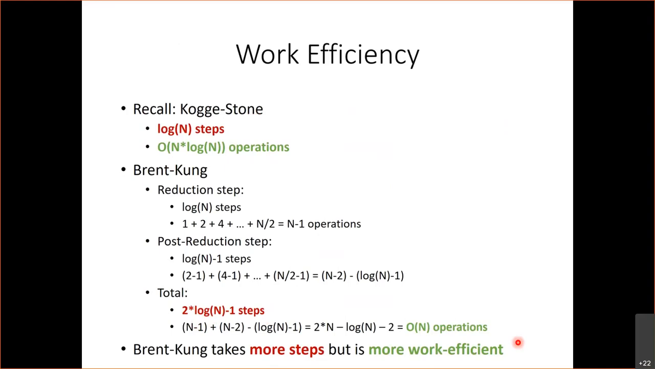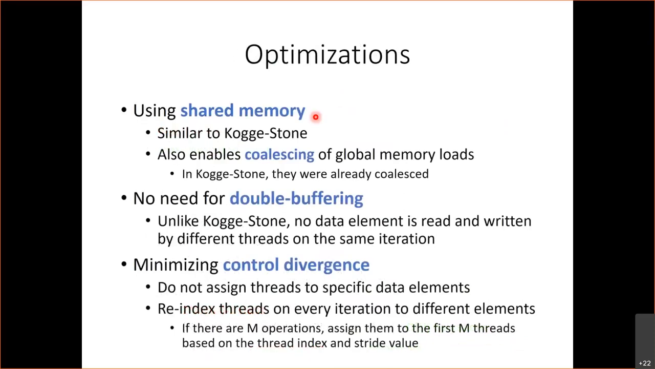the sequential implementation. We also applied various optimizations to scan, including using shared memory. Another advantage of shared memory here, besides data reuse, is that it enabled coalescing, because our access in scan was not coalesced. So by loading to shared memory in a coalesced manner and then working in shared memory, that allowed us to not have a problem with memory coalescing. We said we didn't need double buffering, because in the way that the scan tree works, you don't have any elements that are read and written by different threads on the same iteration.